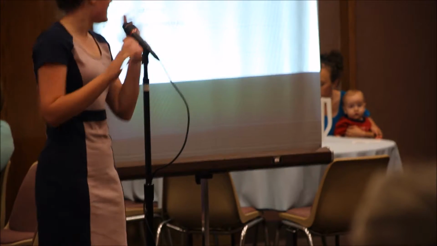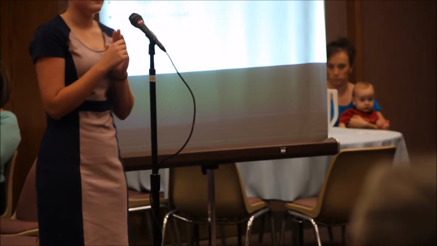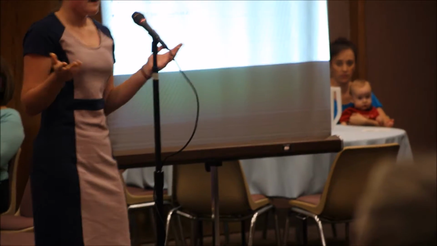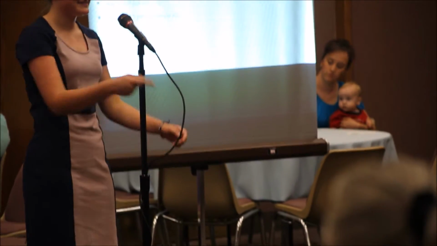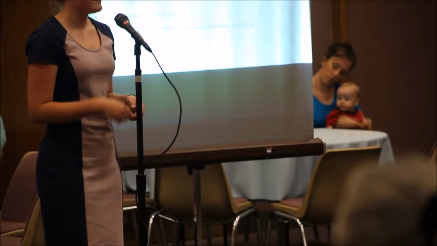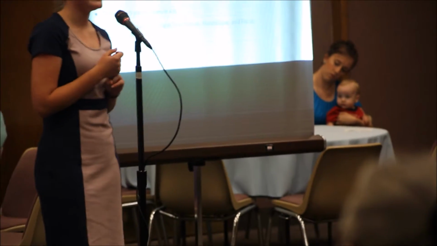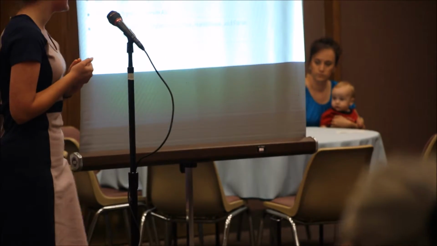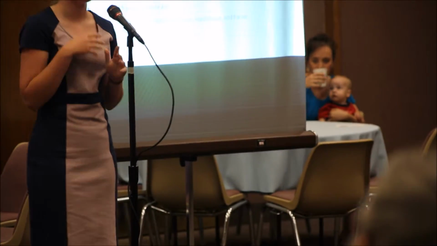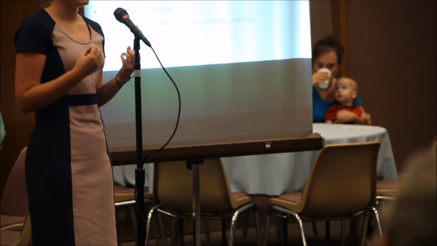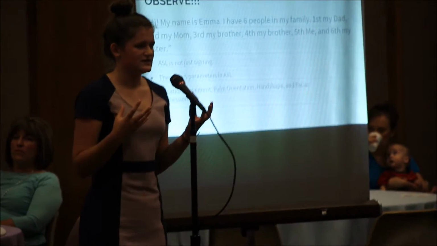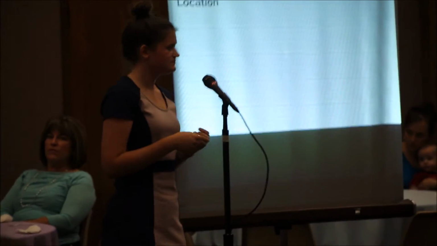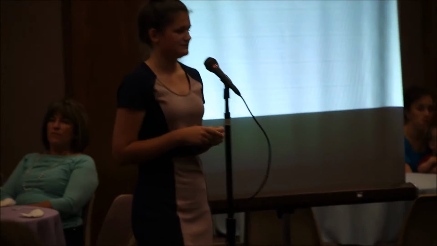In fact, there are 5 parameters that make up ASL, and if you take away one of these parameters, it is not ASL, it's just moving your hands. And those 5 parameters are location, movement, palm orientation, hand shape, and facial expression. And today I'd like to go over each of them and their purpose and their importance to be able to effectively sign an ASL sign. So the first one is location.